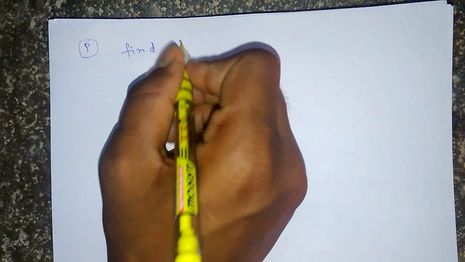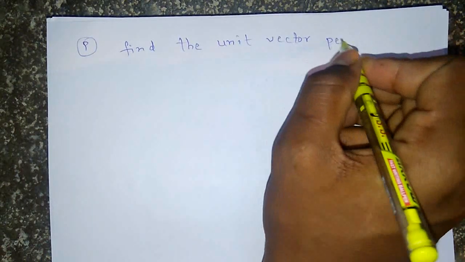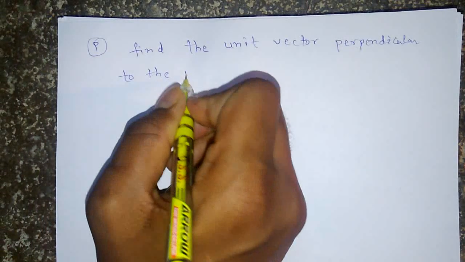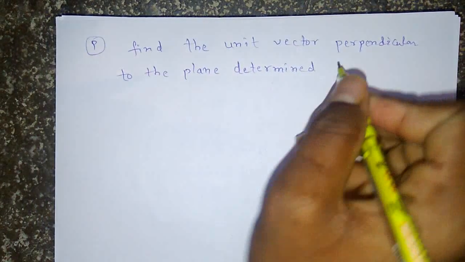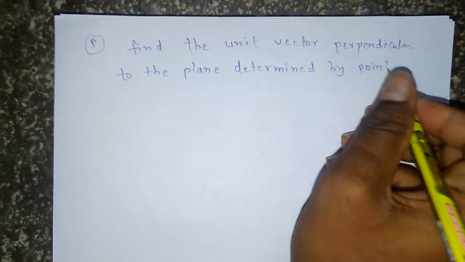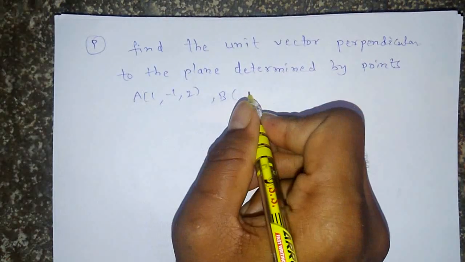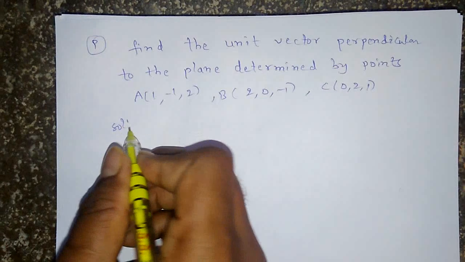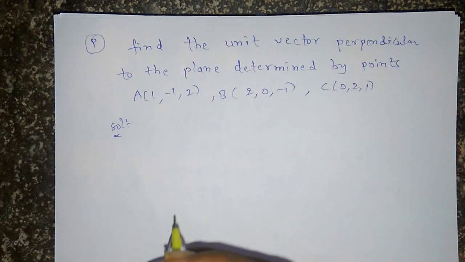So next problem is find the unit vector perpendicular to the plane determined by the points A(1, -1, 2), B(2, 0, -1), C(0, 2, 1). So he asked us to find the unit vector perpendicular to the plane.